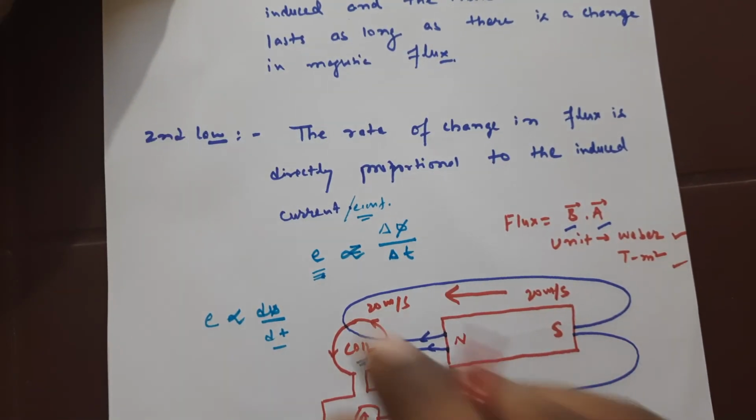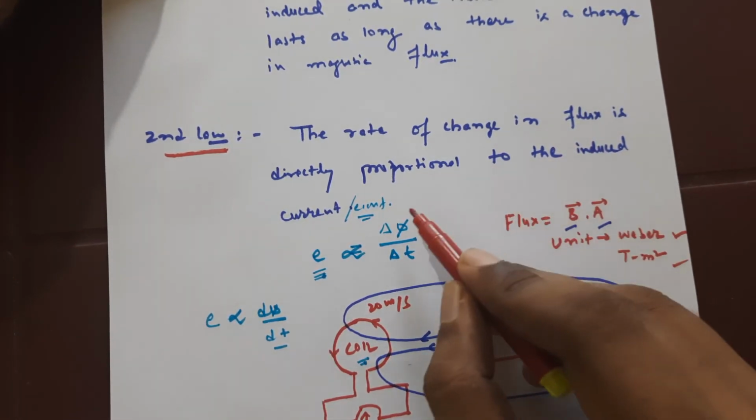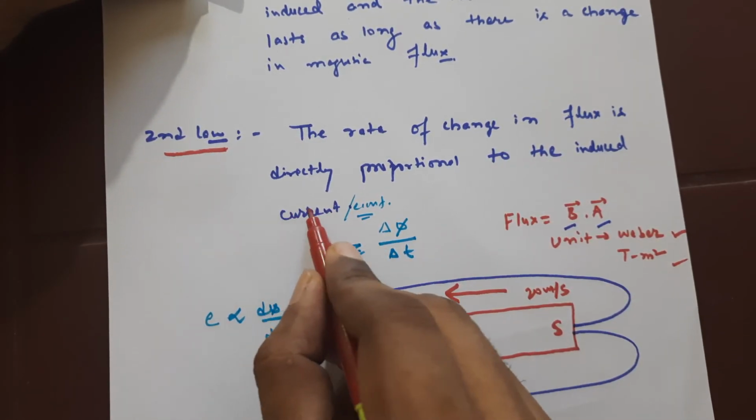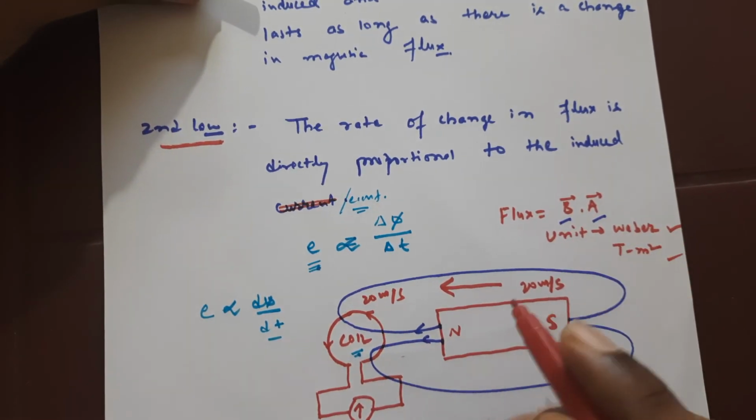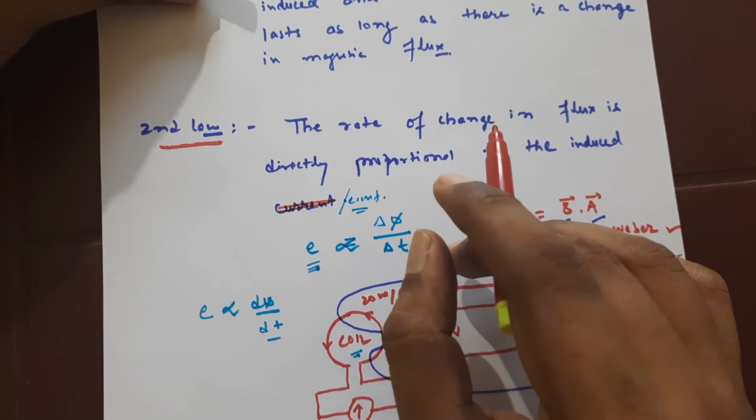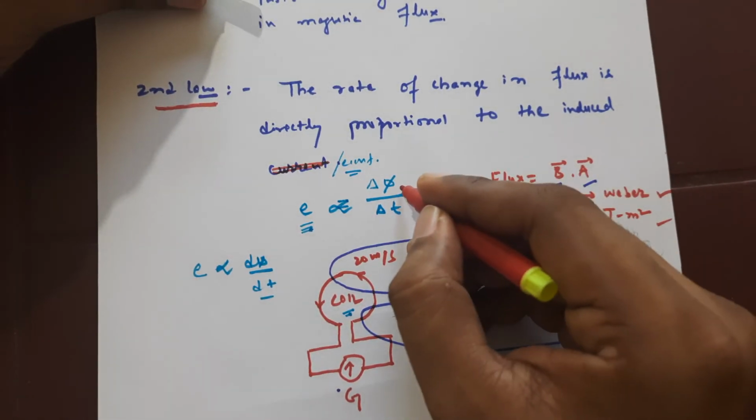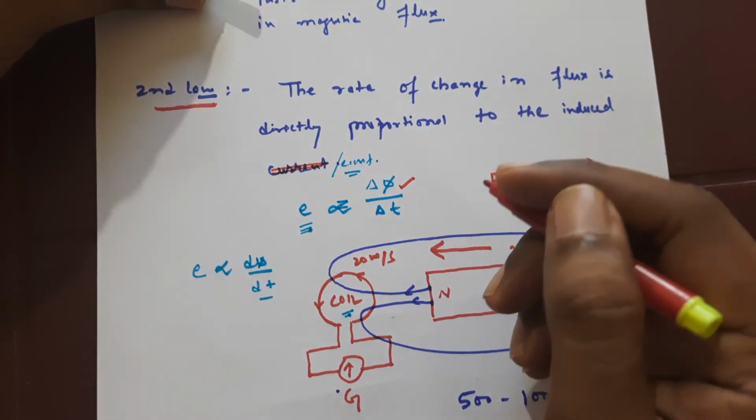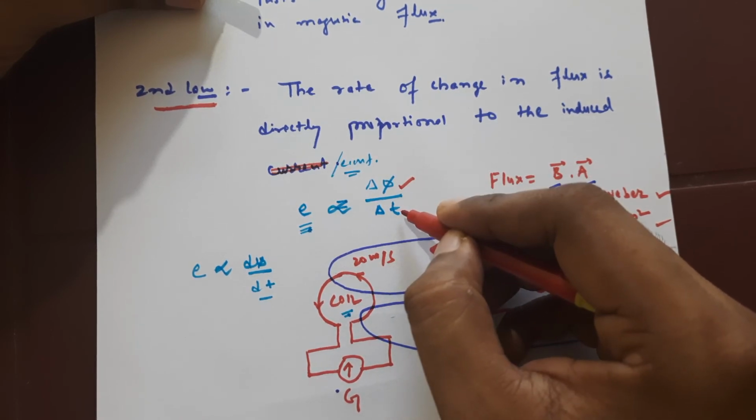Next, second law. What does the second law say? The rate of change in flux is directly proportional to the induced current or EMF. Remember, just EMF. Actually you can also write current, no matter. So here this second law gives an idea about the measurement of this induced current. Let us suppose the change in flux is del phi, and the change takes place for a duration of del t. So del phi by del t gives the rate of change of flux with respect to time.